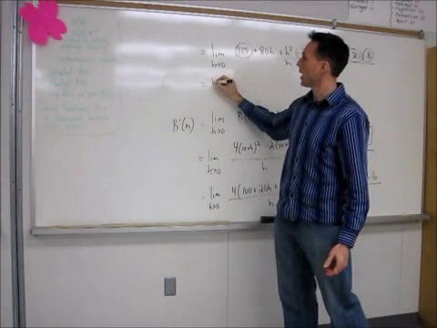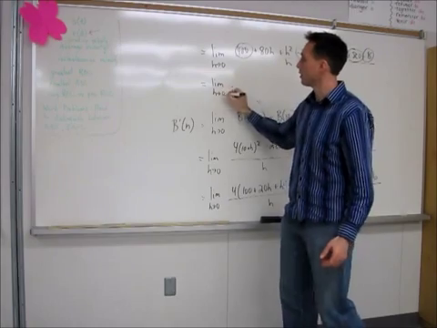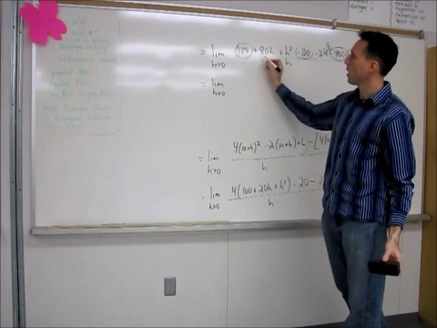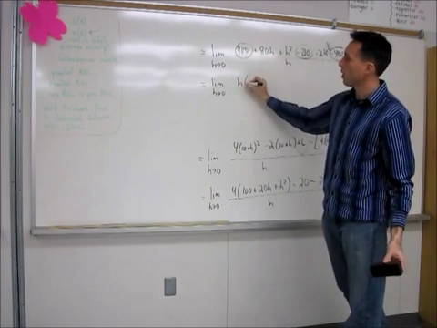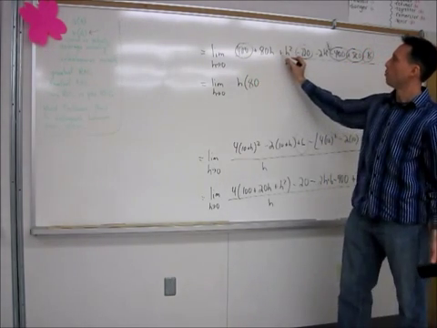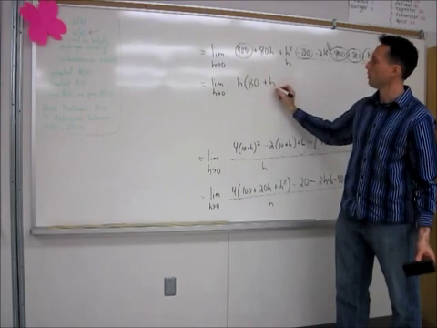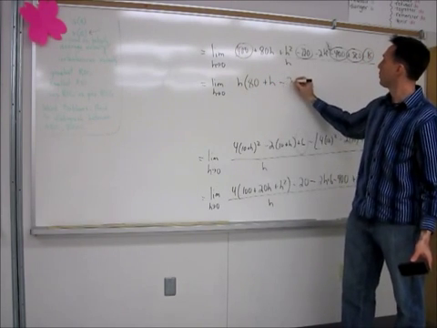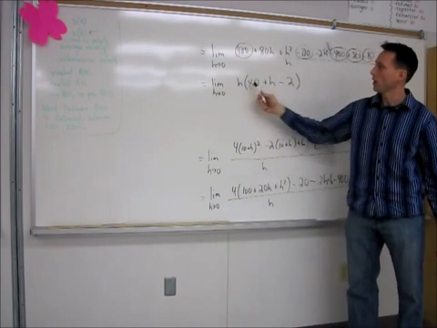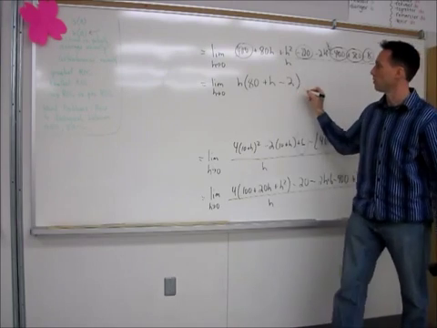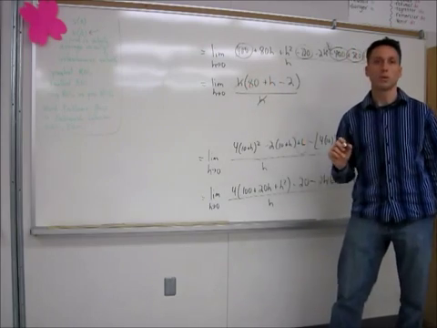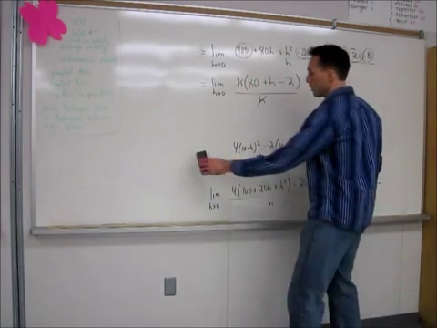And the good thing about that is that we can actually take out an h from the top. So 80, we're going to put h times 80. So this will be 80h. Plus h squared, so plus h times h. Minus 2 times h. And that's all we have. So this is actually 80h plus h squared minus 2h all over h. And of course now, just like we're used to, those h's cancel out.